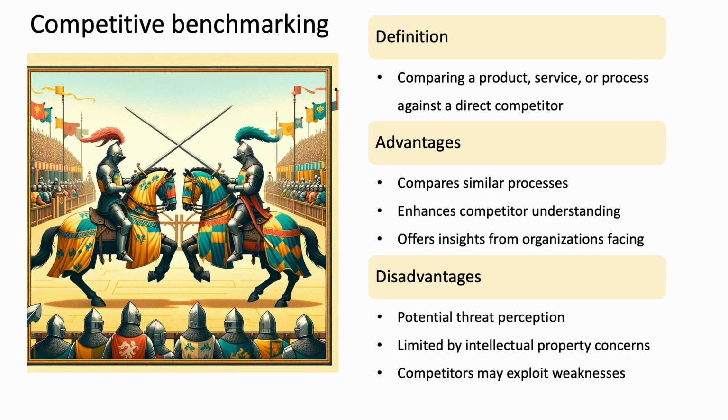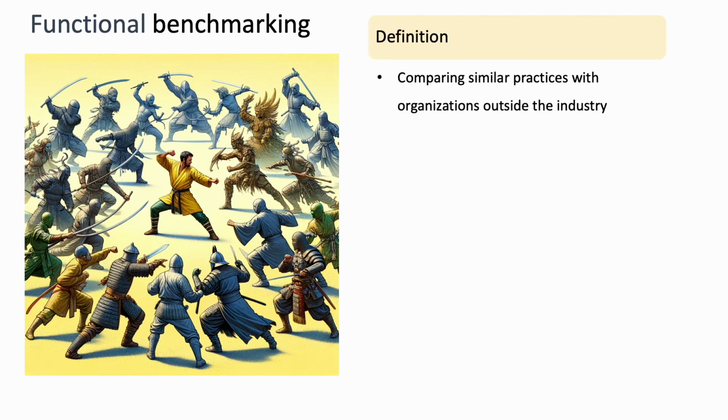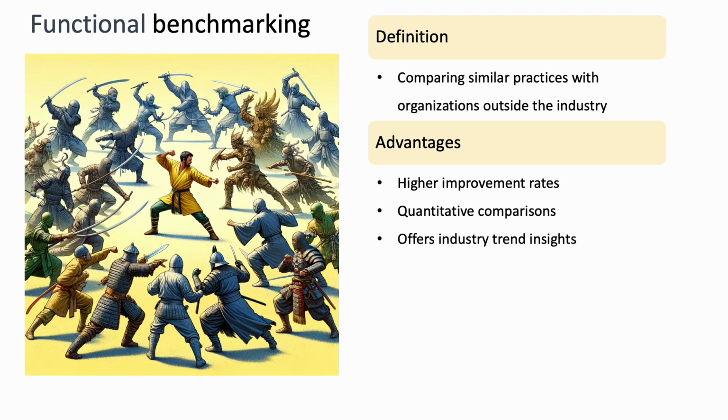Functional benchmarking. Imagine our automotive company deciding to compare their assembly line not with another line, but with a group of daring motorcycle riders. This type of benchmarking compares similar practices from organizations outside your industry. It's like learning unconventional battle techniques from warriors of different lands. You might find better improvement rates and gain valuable industry trend insights, but it can be tricky to find common practices.